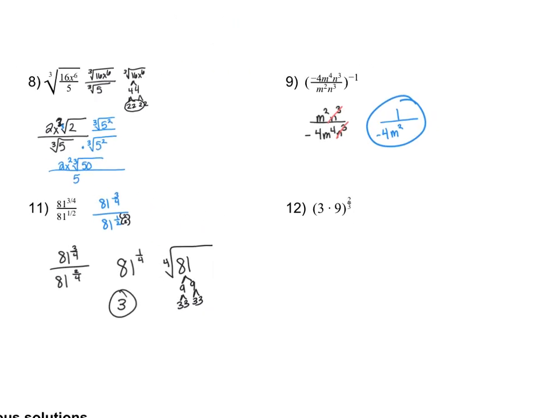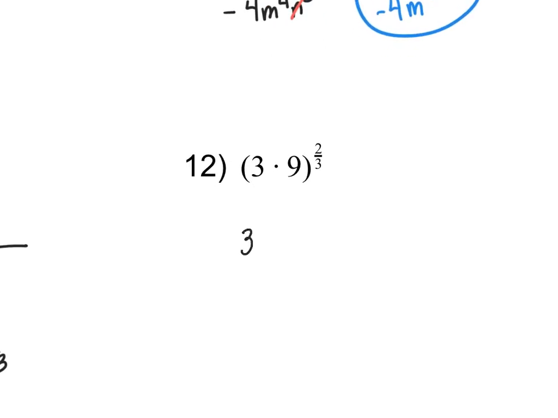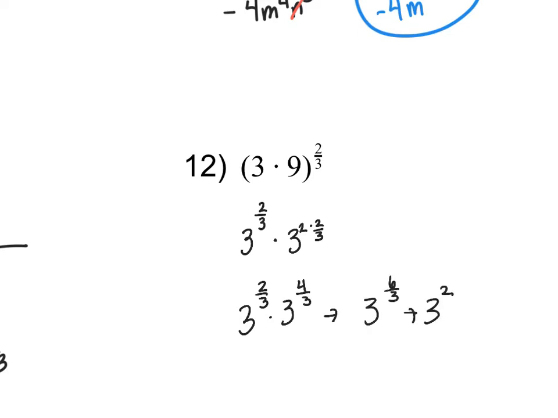All right, so number 12, we want to get the bases the same. So 3 to the 2/3 times 3 squared to the 2/3. So that's 3 to the 2/3 times 3 to the 4/3, which is 3 to the 6/3, which is 3 squared, which is 9.